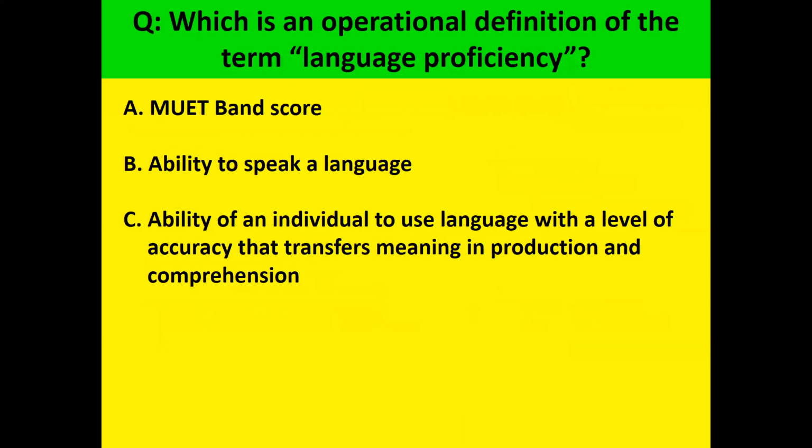So look at this here, which is an operational definition of the term language proficiency. A, MUET Band score. B, ability to speak a language. C, ability of an individual to use language with a level of accuracy that transfers meaning in production and comprehension. Can you tell me? C.